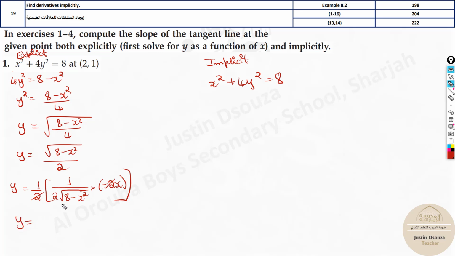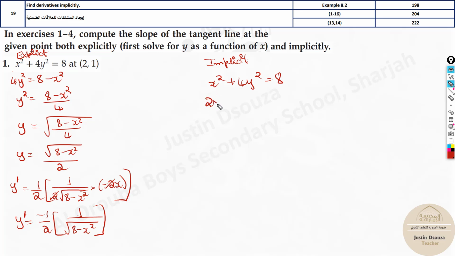So it will be y equals, wait, instead of that, just for easy understanding, I will just cancel this half. So this 2 and 2 is gone. You're remaining with negative half multiplied by 1 by root of 8 minus x squared. This is the answer. Oh, I forgot to write, it's y dash, okay? That's the answer. Now when we derive over here, it may not be the same thing.